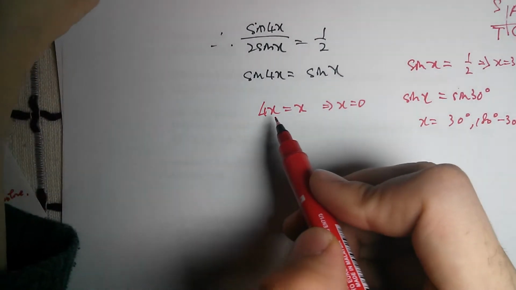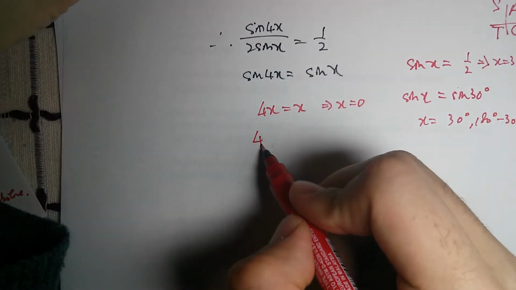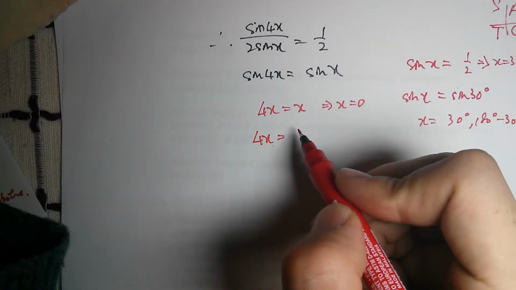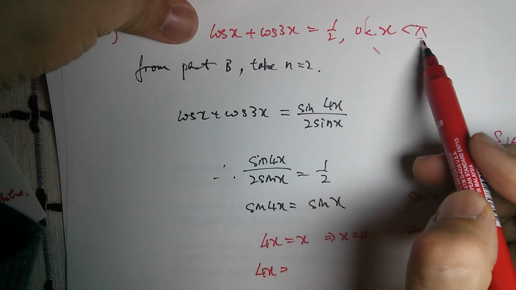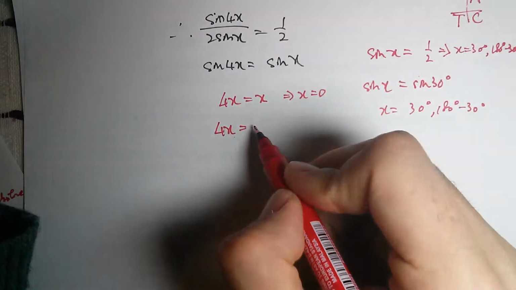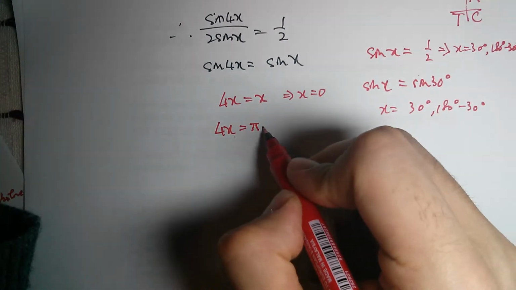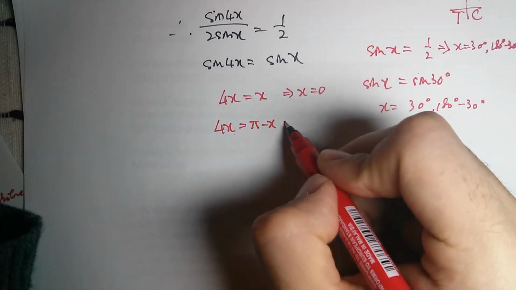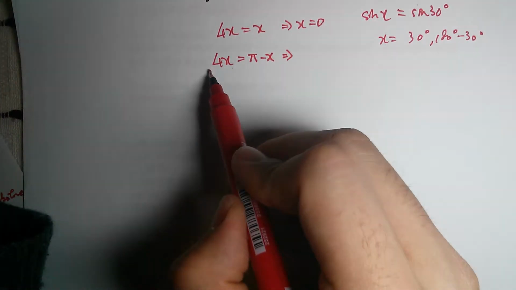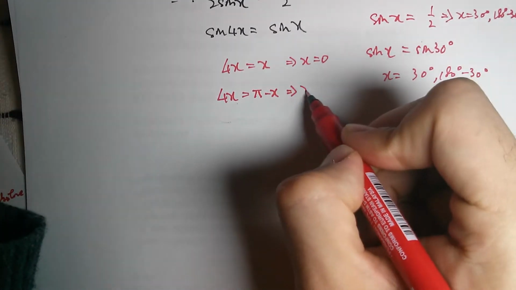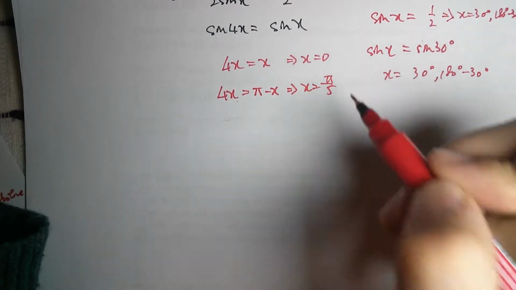Therefore, it's also the same with this question. If 4x equal to x is one answer, 180 minus x is also another answer, except that we are doing radians. The question is in radians. So instead of 180, I do pi minus x. Okay. What does this yield? So you would add x to this side and then divide by 5. You get x equal to pi over 5.